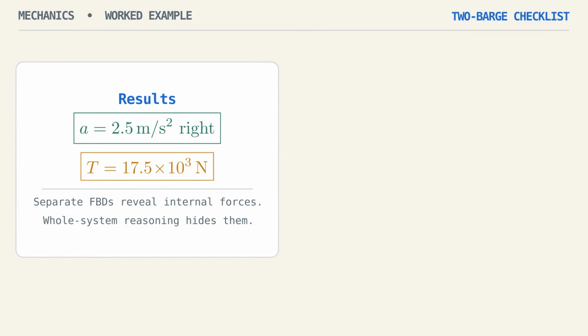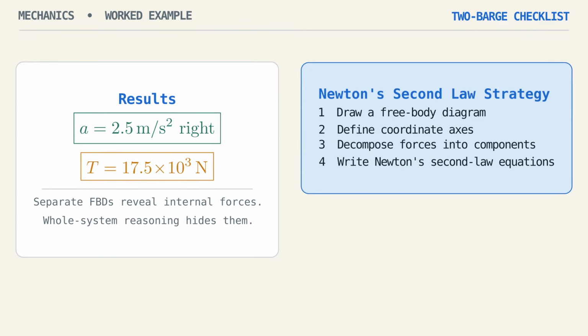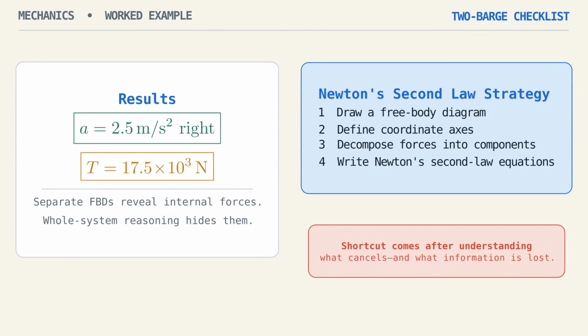The barges accelerate rightward at 2.5 meters per second squared. The connecting cable tension is 17.5 times 10 to the third newtons. The primary method is the full four-step Newton's second law strategy. Draw a free body diagram, define coordinate axes, decompose forces into components, and write Newton's second law equations. Whole system reasoning is a useful conceptual shortcut after that analysis. It exposes why internal tension cancels when finding acceleration, while also showing why the shortcut alone cannot answer the question about tension.